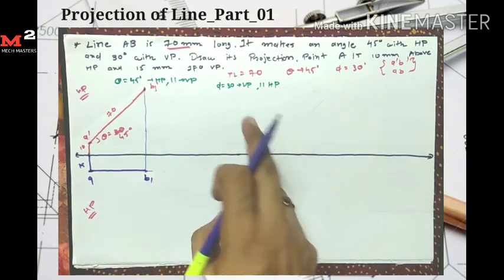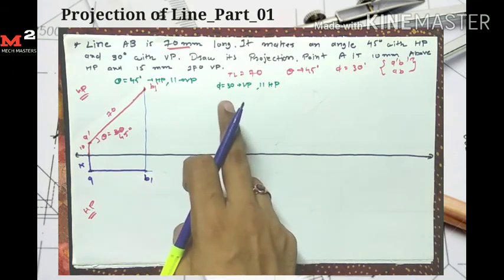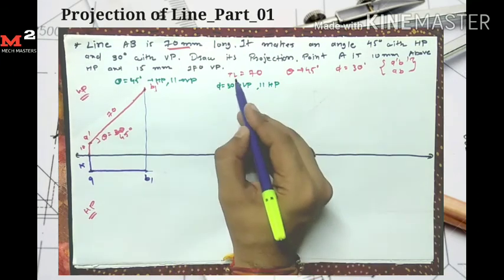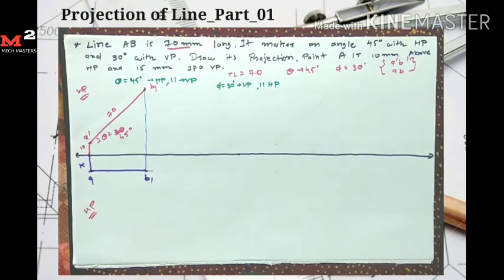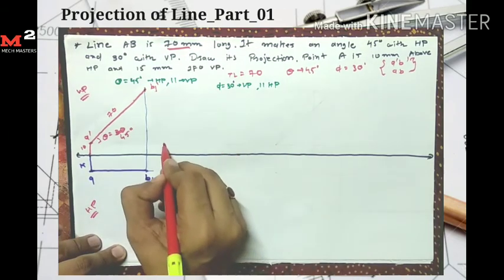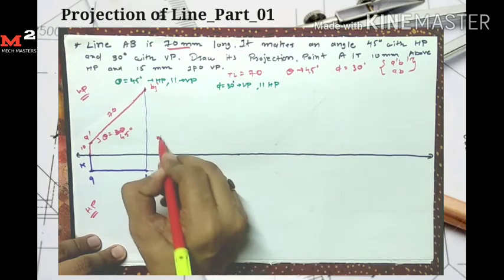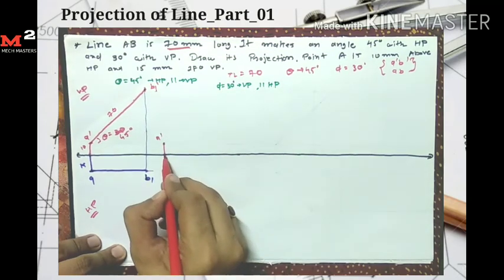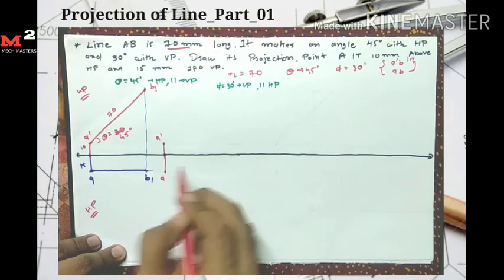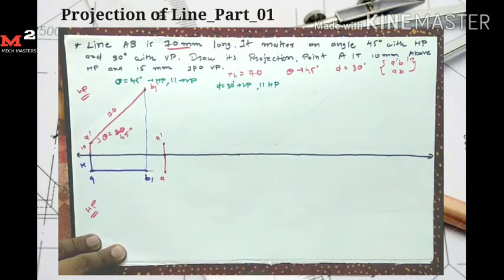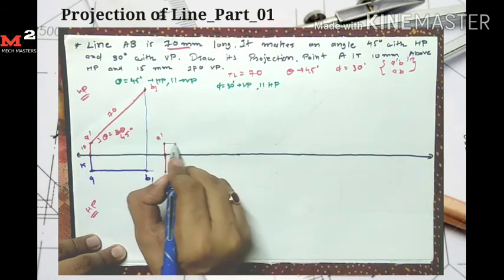In this case the line makes an angle of 30 degrees with the vertical plane. So first I mark the point A dash and A. The condition is the same. Here I mark the point A dash 10 mm above HP and A 15 mm in front of VP. Then I draw the locus for A dash and A.